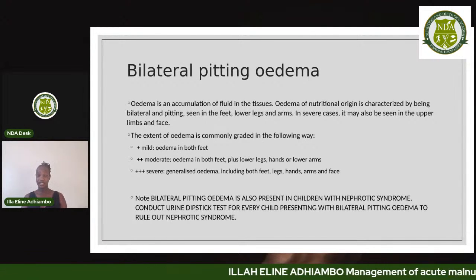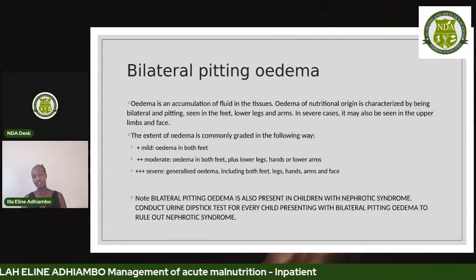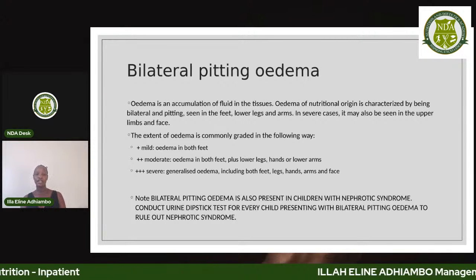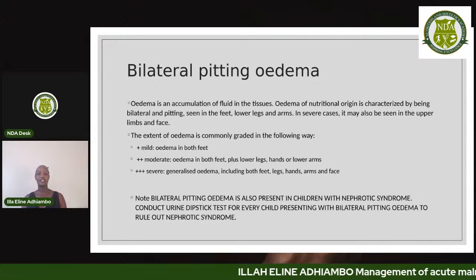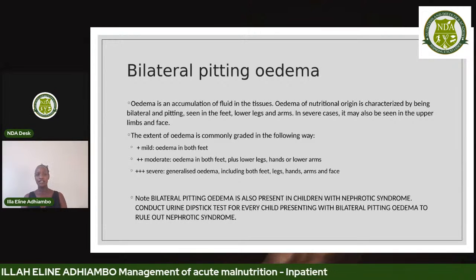The other indicator of malnutrition is edema. Edema, though, sometimes can be confused. If a child has nephrotic syndrome, they're likely to also present with edema. The only way to confirm is by conducting a urine test for every child presenting with bilateral pitting edema. Edema is accumulation of fluids in the tissue.